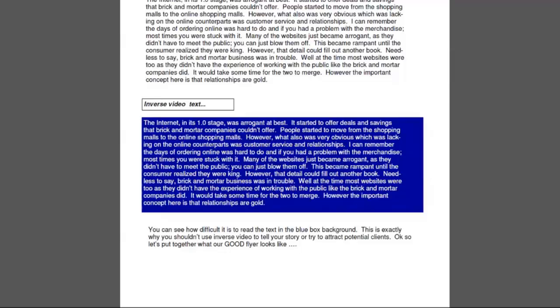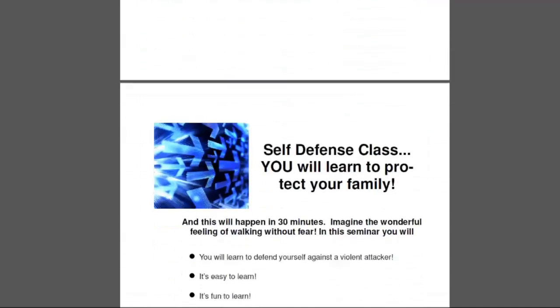You can get away with it with a telephone number, but not anything you want them to read. Why in heaven's name would you make it 25% harder for them to read your ad copy? It doesn't make any sense. And so you'd never use inverse video. And so what does this look like?